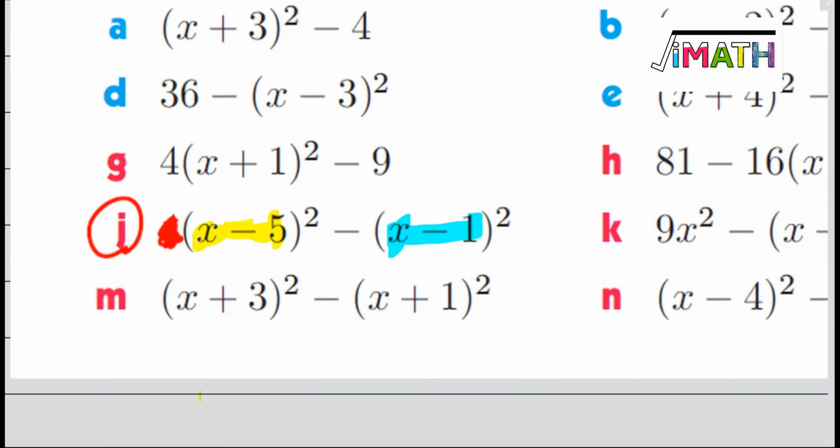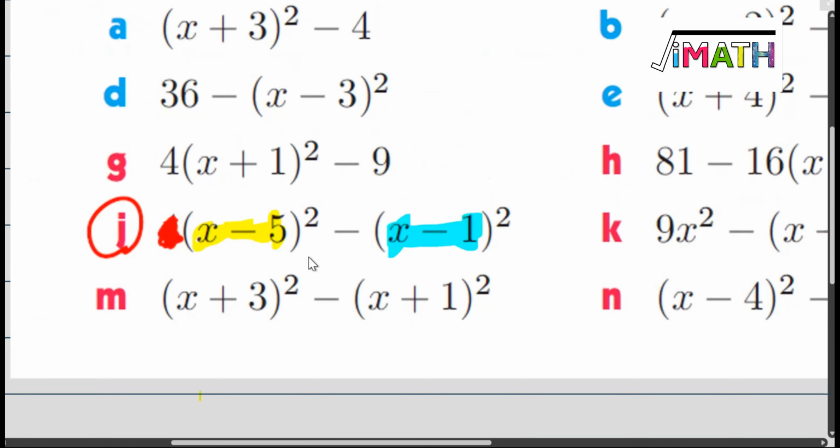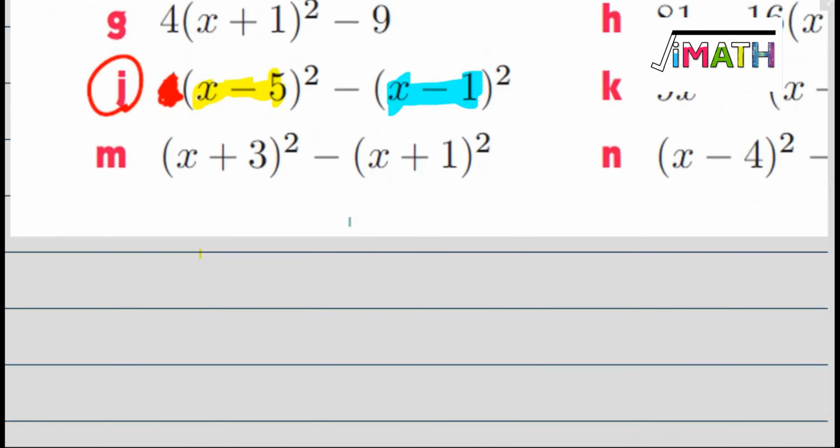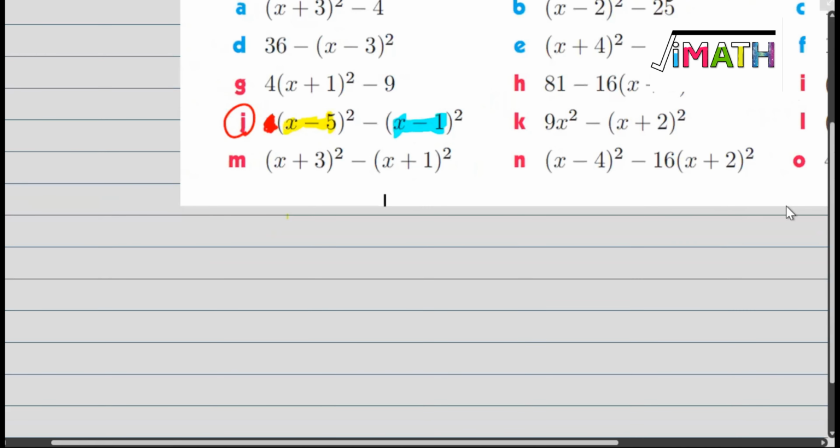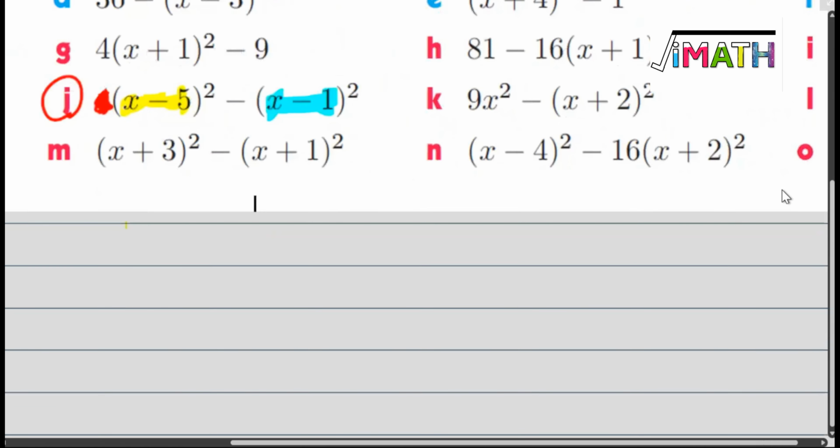Yeah, what is A and B? X minus 5 and X minus 1. And what do you think about M? M, X plus 3 and X plus 1. Perfect. So now let's add some complexity as well.